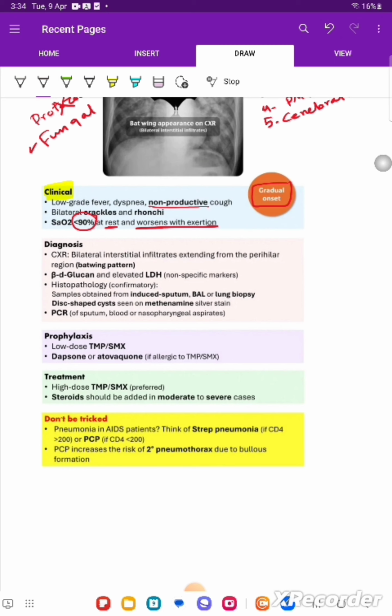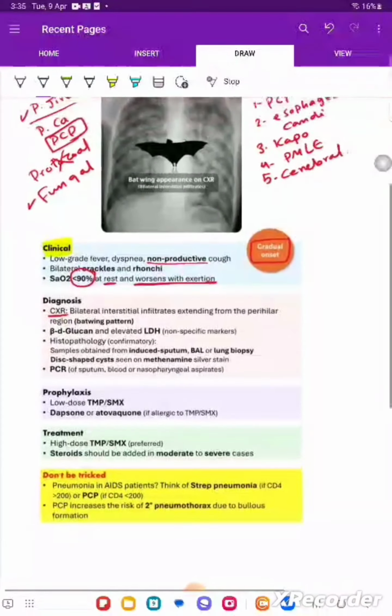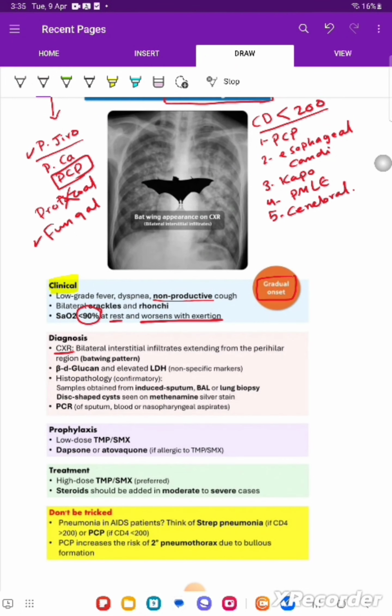So if we come to the diagnosis, the best initial is chest X-ray. And chest X-ray will show interstitial infiltrate extending from the perihilar region. Let's have a look at the X-ray. You see it's called bat wing appearance, or another name is butterfly appearance, meaning it starts here from the hilum and then extends to the periphery. And take care, because this pattern is not specific for this type of pneumonia. This bat wing pattern can occur in many other diseases.